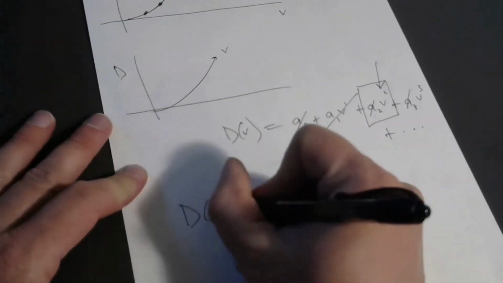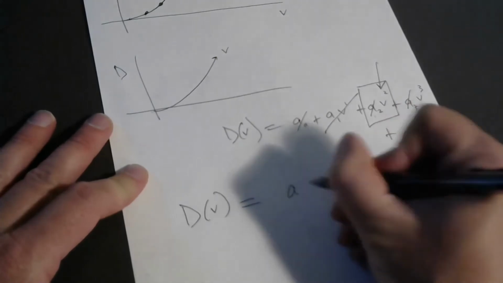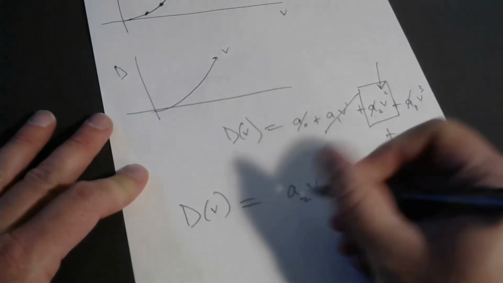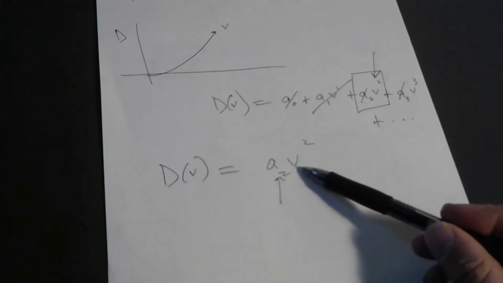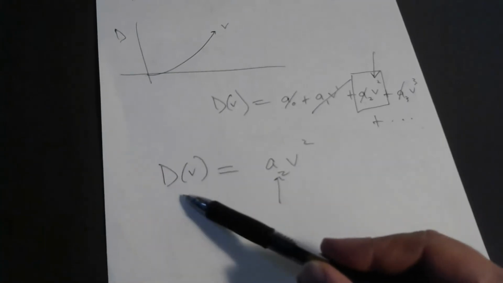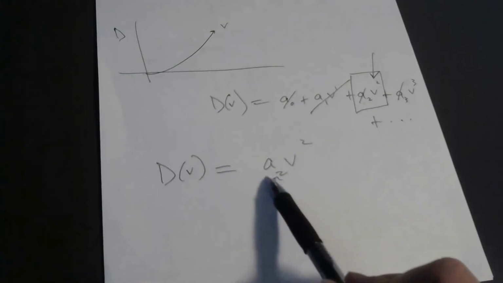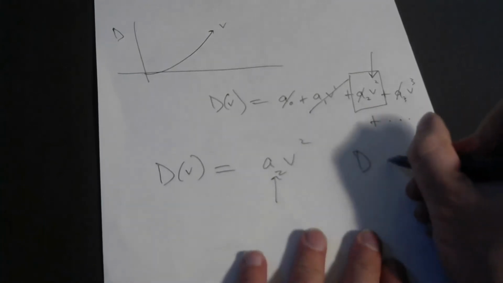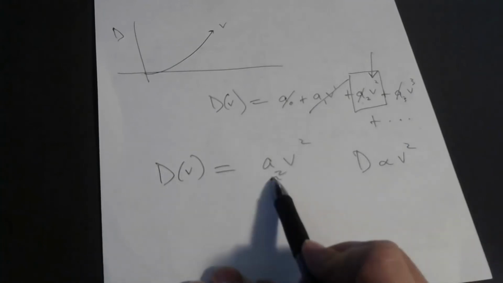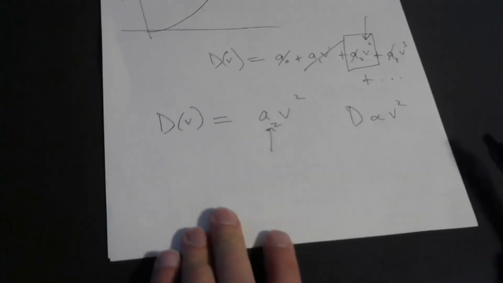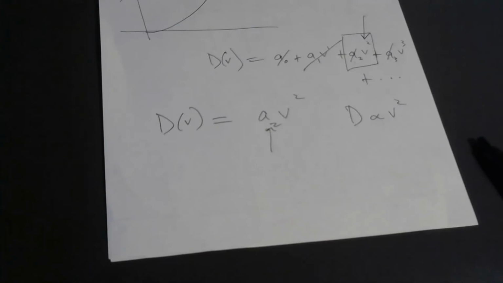So what remains to be seen is what exactly is this coefficient. We know that as speed increases, drag increases, but what's the constant of proportionality out front? We know that drag is proportional to v squared, but what is that constant of proportionality? And you might imagine that it's going to depend on a number of things.